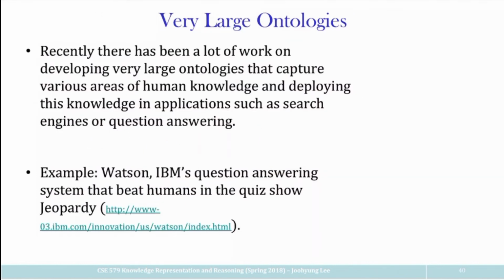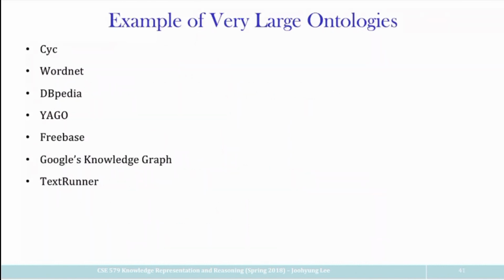All right, I have a few minutes. These are non-technical slides. Recently there has been a lot of work in developing very large ontologies that capture various areas of human knowledge and deploying this knowledge in applications such as search engines or question answering. One example is the Watson system, which uses this kind of ontological fact. Other examples are Cyc, WordNet, DBpedia, YAGO, Freebase, Google's Knowledge Graph, and taxonomies.